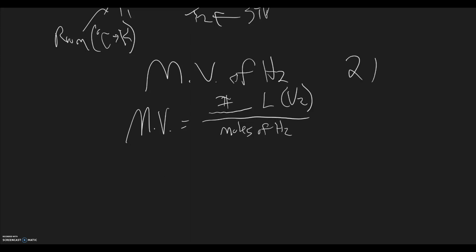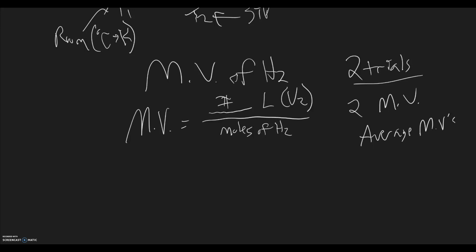Now there are two trials, so you'll calculate two molar volumes and then average those molar volumes out. Make sure you do that, and we know what the actual molar volume is: it's 22.4 liters per mole. So you can figure out the percent error of the molar volume if you want.